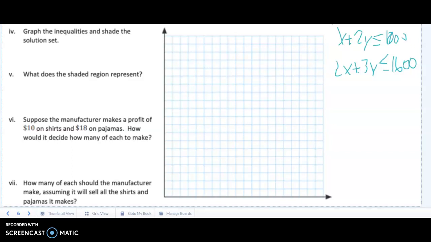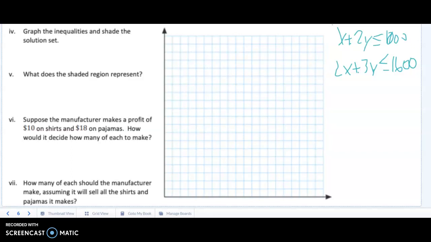Okay, this is page 6, and I've just written those inequalities there. Okay, now we can start graphing those by saying what? How can we graph these?